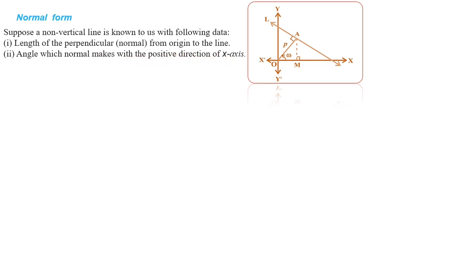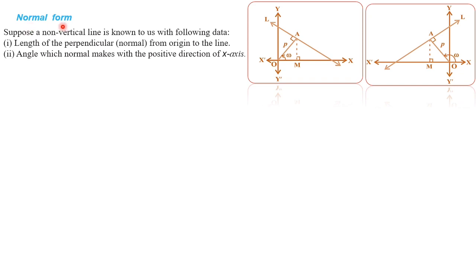So this is the normal, okay, this is the perpendicular. This perpendicular is making a particular angle, that is omega, with the positive direction of x-axis. So this angle also will be given to us. No connection with the line, no measurements or slopes will be given regarding the line. The only thing given is the perpendicular distance from the origin to the line, p, and the angle the perpendicular makes with the x-axis, omega. Then we are asked to find the equation of the line.